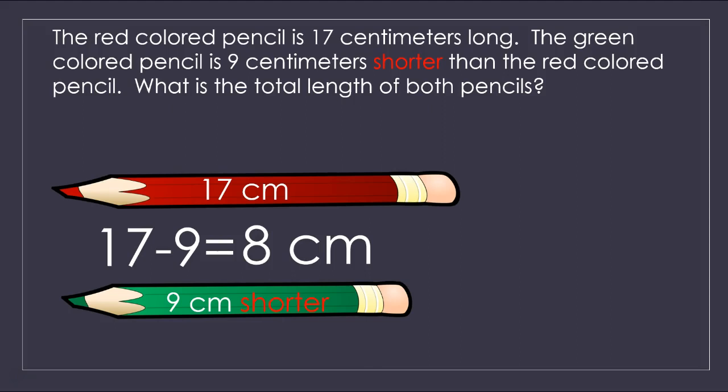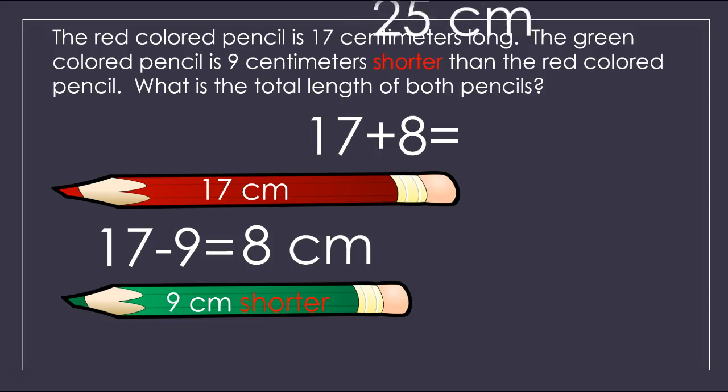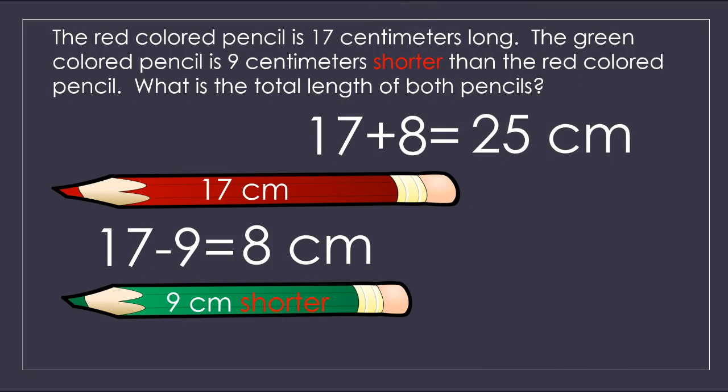Right, we need to add both of these colored pencils together to see what the total length of both of them are. So we know that the red one is 17 centimeters, and we now know that the green one is 8 centimeters. So we need to add 17 plus 8. Go ahead and add those together. Push pause and then push play when you're done. Did you get 25 centimeters?